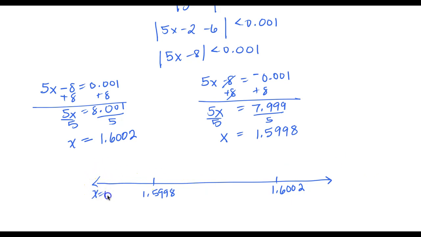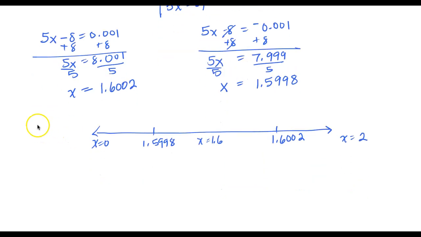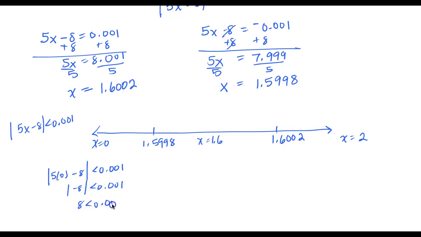So over here on the left, let's test x equals 0. In the middle, let's test x equals 1.6. And over here on the right, let's test x equals 2. Let me go ahead and write down what we had before. We had absolute value of 5x minus 8 is less than 0.001, just to remind us of the inequality we started with. So let me sub in 0. Absolute value of 5 times 0 minus 8 is less than 0.001. So 0 minus 8 is absolute value of negative 8. And is 8 less than 0.001? No, we're not going to shade in there.